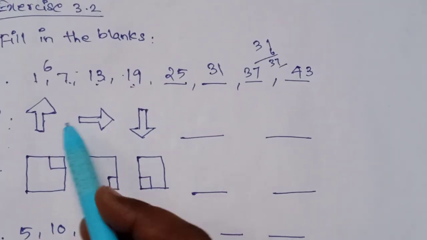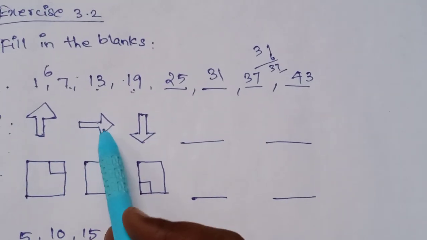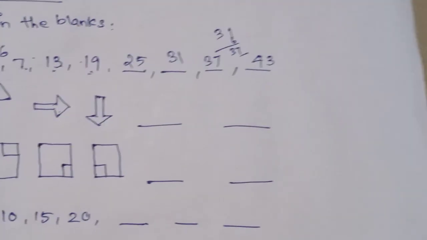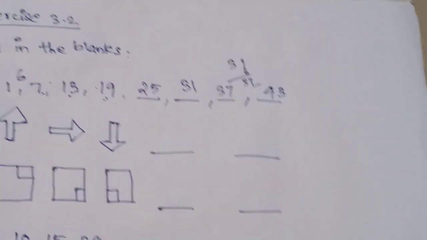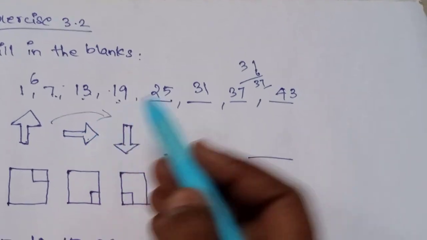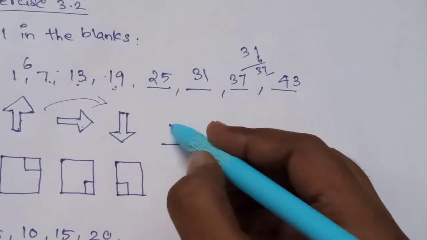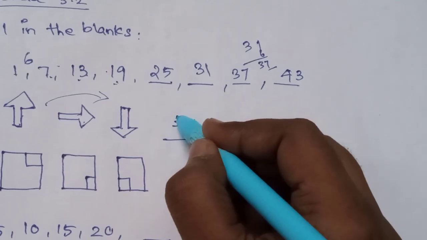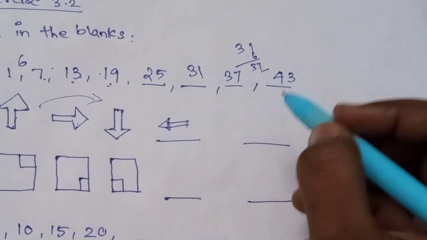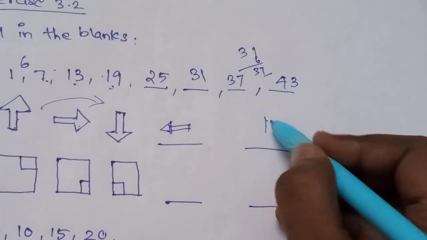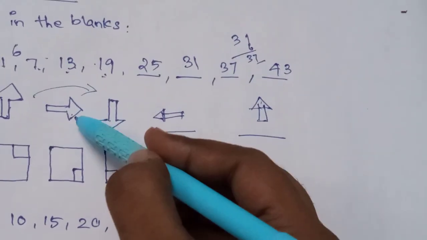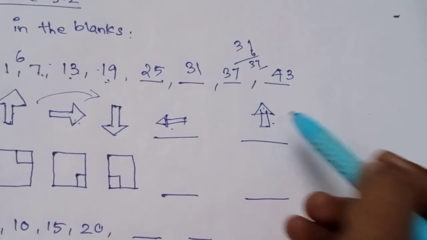Then for the second one we have to draw arrows. So here they have given top arrow, side arrow and bottom arrow. So this is in clockwise direction. Okay, it rotates like this. So here we have to put an arrow in this direction. Then we have to put an arrow in top direction. So reverse of this and then top arrow.